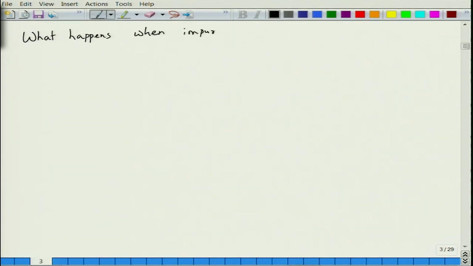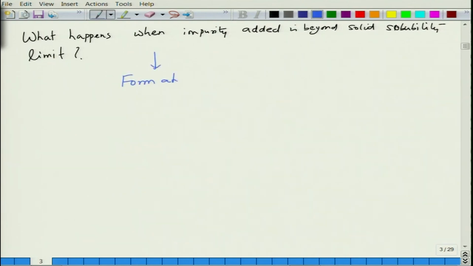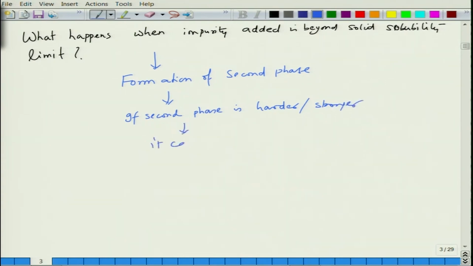When the impurity added is beyond the solid solubility limit, so when you add more impurity, it leads to formation of a second phase, and if this second phase is harder or stronger, then it can cause precipitation strengthening. Okay, so this is another way of strengthening that can happen.